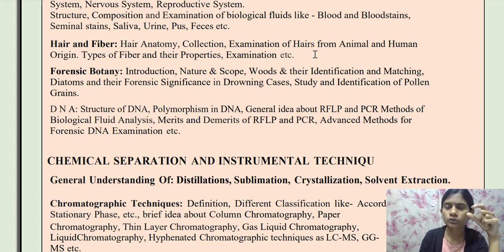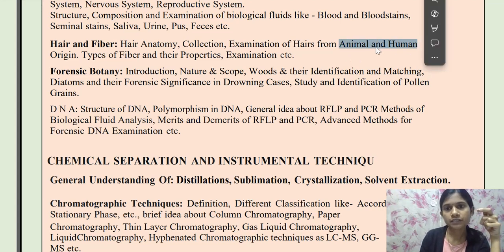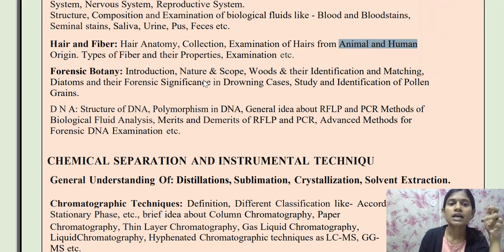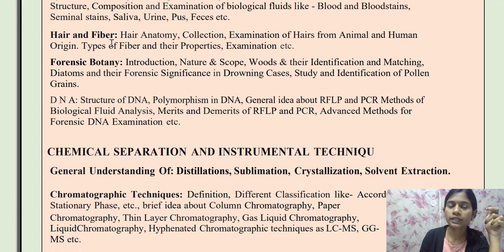For example, if it is looking like a black color, then first we have to examine whether it is hair or whether it is any black color thread. If it is hair, then we have to identify whether it is animal hair or human hair. So for that you have to learn about animal and human hair features, and also this one type of fiber. So hair and fiber are both included. For example, that black color material is not hair. If it is maybe a thread, then we also have to go with the fiber examination. So, type of fiber and their properties, examination of fiber.